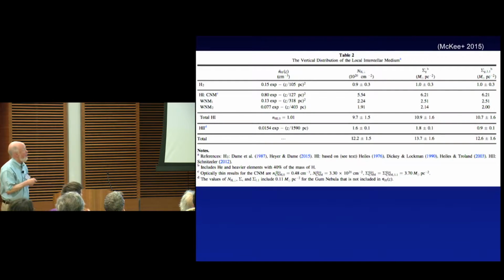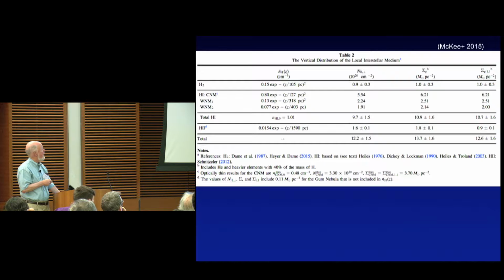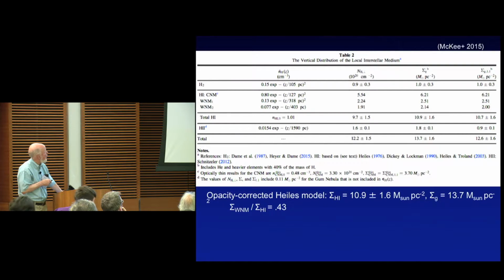So we then tabulated all the results. We collected all these data, and not only do we give the midplane density, we also have estimates of the scale height from various references. Then this gives the total perpendicular column density in hydrogens per square centimeter, and here it is in solar masses per square parsec. And then this is the amount within 1.1 kiloparsecs of the plane. For the opacity corrected Heiles model, we get a total H1 of almost 11 solar masses per square parsec, total gas 13.7, and WNM to H1 is 43%.